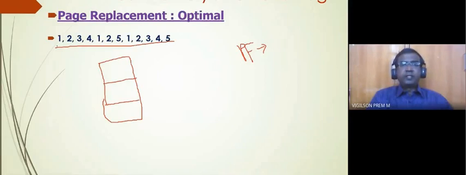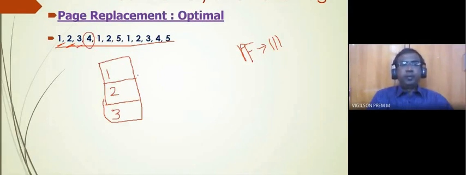So the first reference is 1, which is not available in main memory. So one page fault will occur. I will copy page number 1 to the main memory. The second reference is 2, not in main memory. So page fault 2. The third reference is 3, not in main memory. So now 3. Now we should be very careful. Okay.